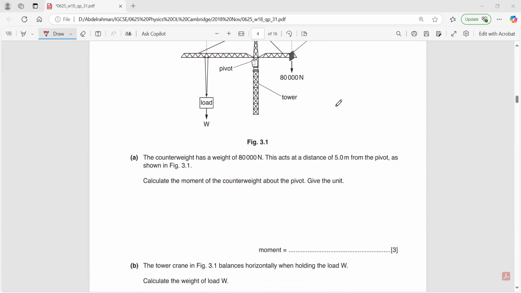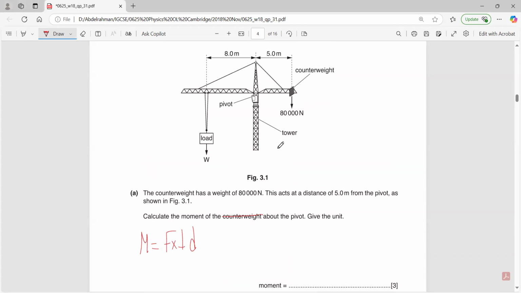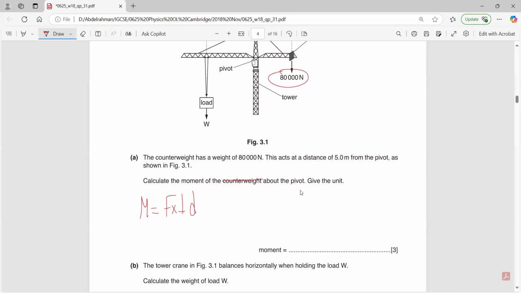Moment equals force times perpendicular distance. The counterweight was 80,000 newtons, and the distance to the pivot was 5 meters. So 80,000 times 5 is 400,000. The unit of the moment was newtons dot meters.